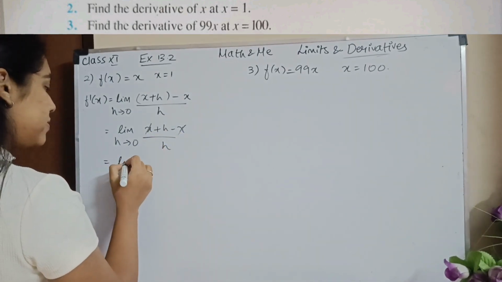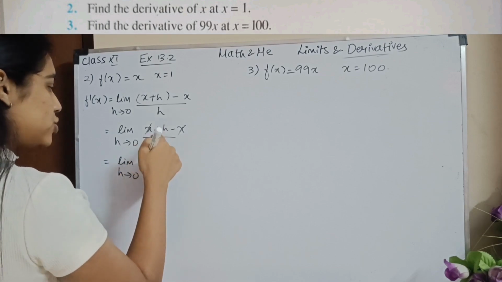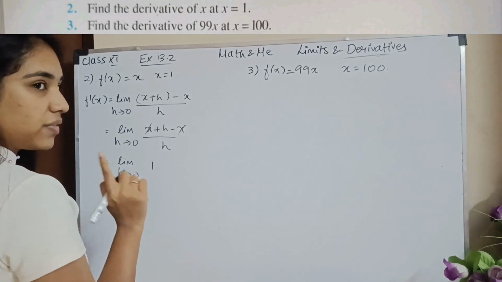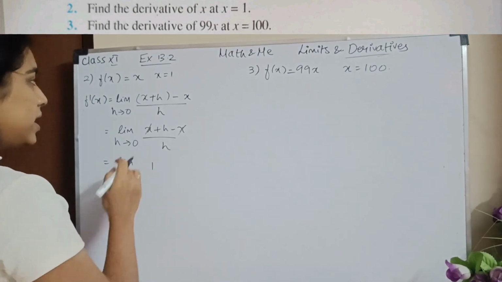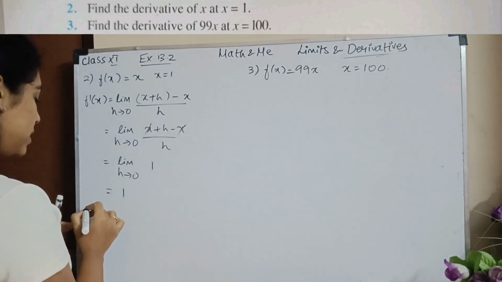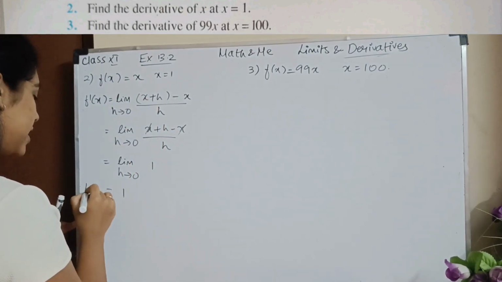Correct? So I have the limit as h tends to 0. When h cancels, it is 1. 1 is not dependent on h, so I can take it outside. So I don't have the limit anymore. So this is equal to 1. I need to find what f dash of x is at x is equal to 1. Here there is no x term. So what will it be? This is my f dash of x.